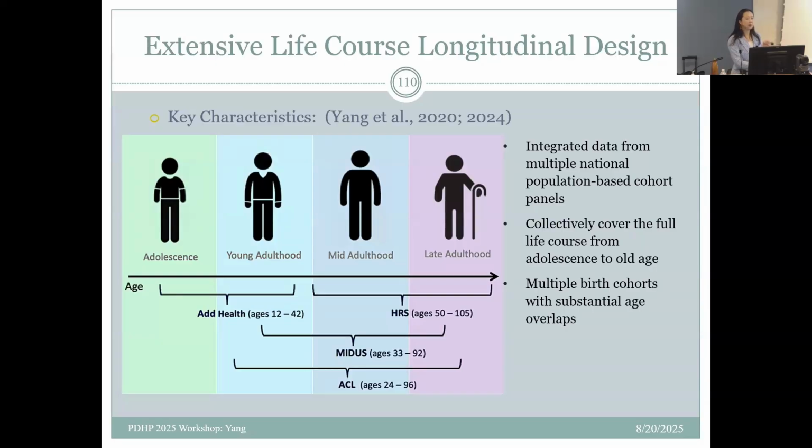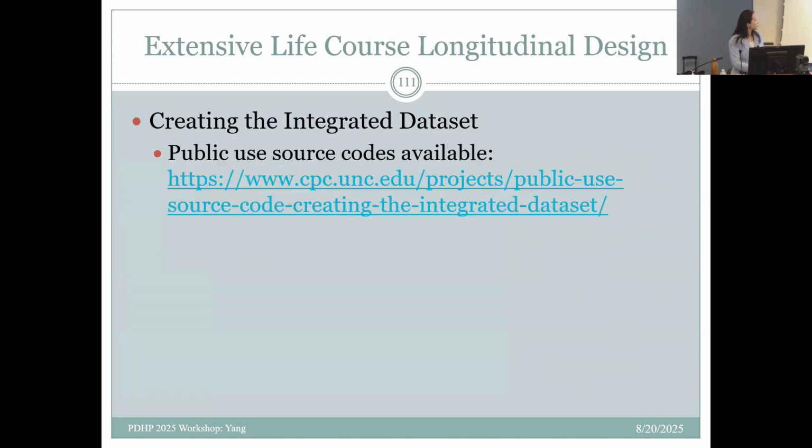And it also combines multiple birth cohorts with substantial age overlaps, especially if you look at them together in this way. And then it also ends up giving you, when pooled, a massive sample size. In this example, we have over 60,000 individuals followed over 25 years. And so creating the integrated data set is the most difficult step of all.